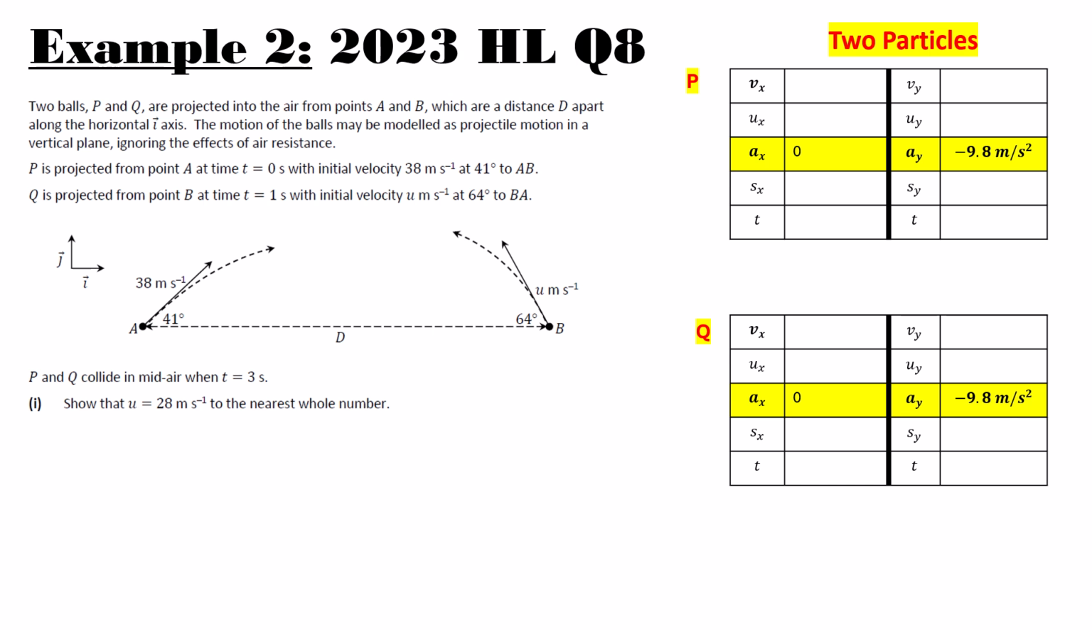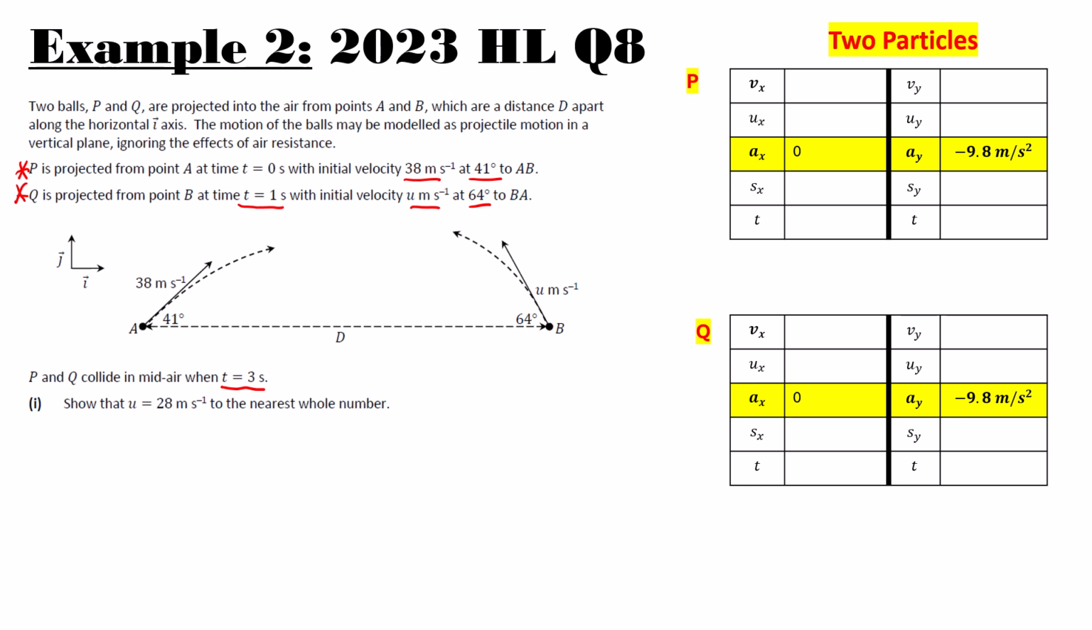So these two bits of information are super important, in particular that t equals 1, and we also have u and the angle for each. So the particles P and Q collide mid-air when t is equal to 3 seconds. So the first thing I'm going to do is fill in our little tables for both A and B.